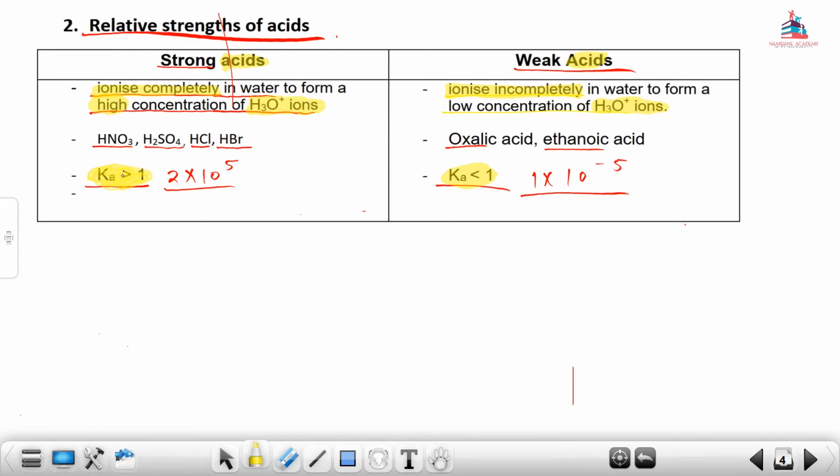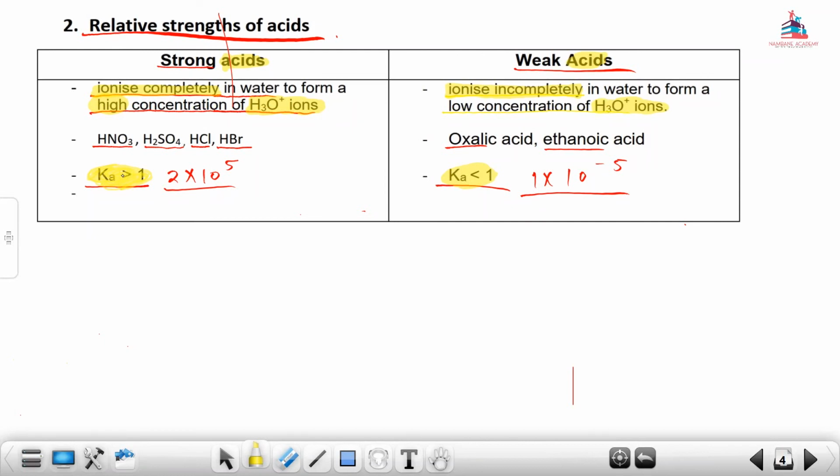When you are asked a question, will you be given the Ka value or only the chemical formula for the acid? They can ask it in two ways. One is to give you a formula. Let's say they give you HNO3 and ask, is HNO3 a strong or a weak acid? It is a strong acid, that you must know.